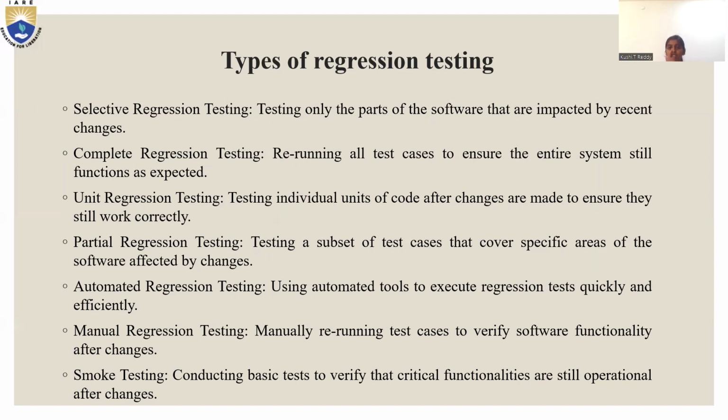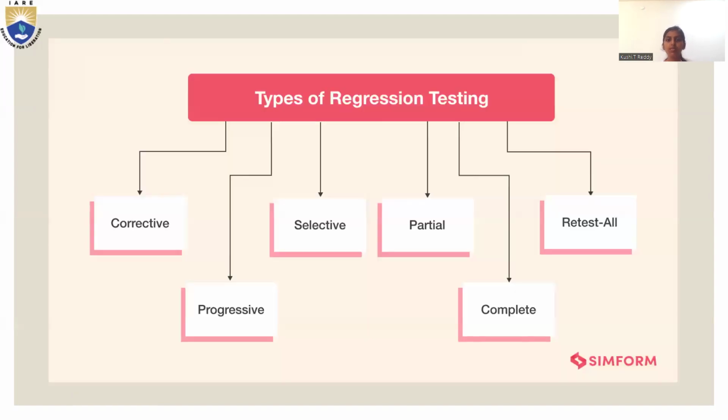So what are the different types of regression testings? Selective regression testing, complete regression testing, unit regression testing, partial regression testing, automated regression testing, manual regression testing, and smoke testing. So these are the types. A simple flowchart representation of regression testings: corrective, progressive, selective, partial, complete, and retest all. These are all different types of regression testing techniques which we are having.